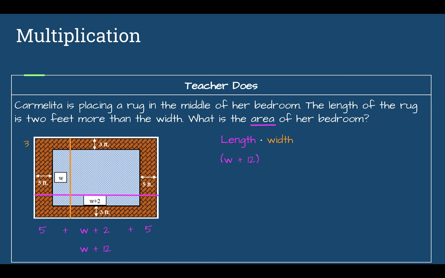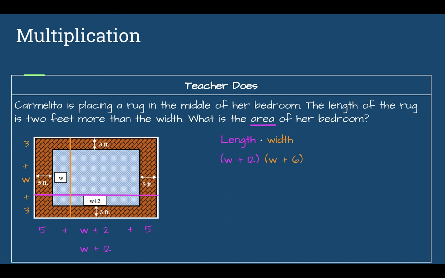For the width, I'm going to do the same thing. It was 3 feet on the top without the rug, then the width of the rug, and then 3 feet on the bottom without the rug. Altogether, that would be W plus 6.